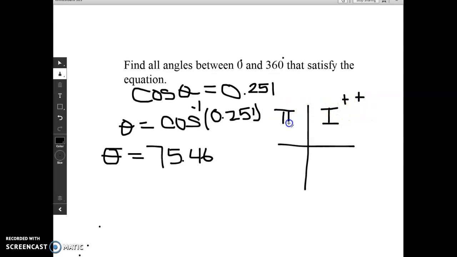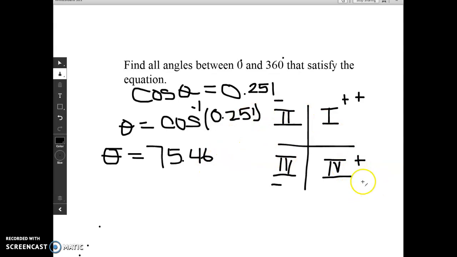Over here in quadrant 2, I have a negative cosine, right? Over here in quadrant 3, I have another negative cosine. But in quadrant 4, I have a positive cosine. So I need to find the reference angle according to the 75.46 in quadrant 4 that is the exact same.